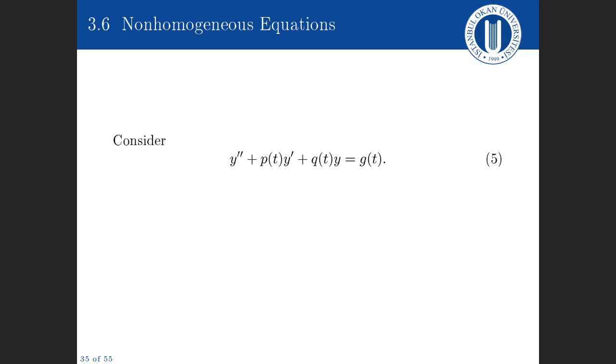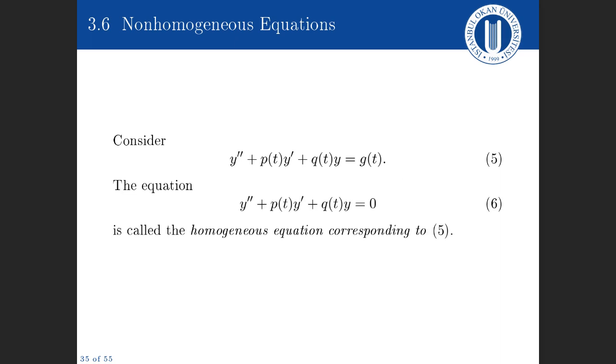And let's continue. Now I want to start talking about non-homogeneous equations. It's non-homogeneous because instead of equal to 0, we have equal to some function g of t. If we replace the function g of t by 0, we have an equation which is called the homogeneous equation corresponding to equation 5.